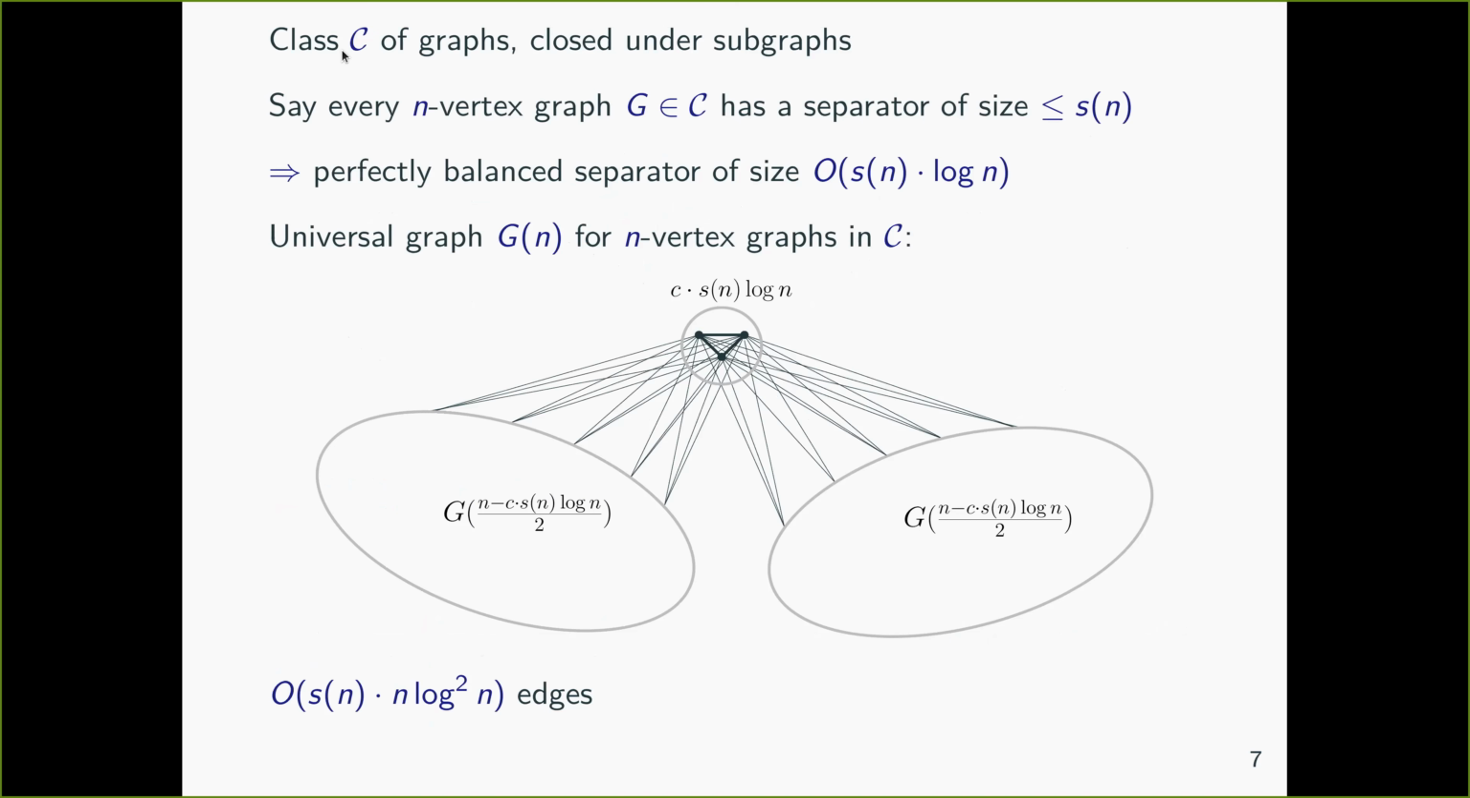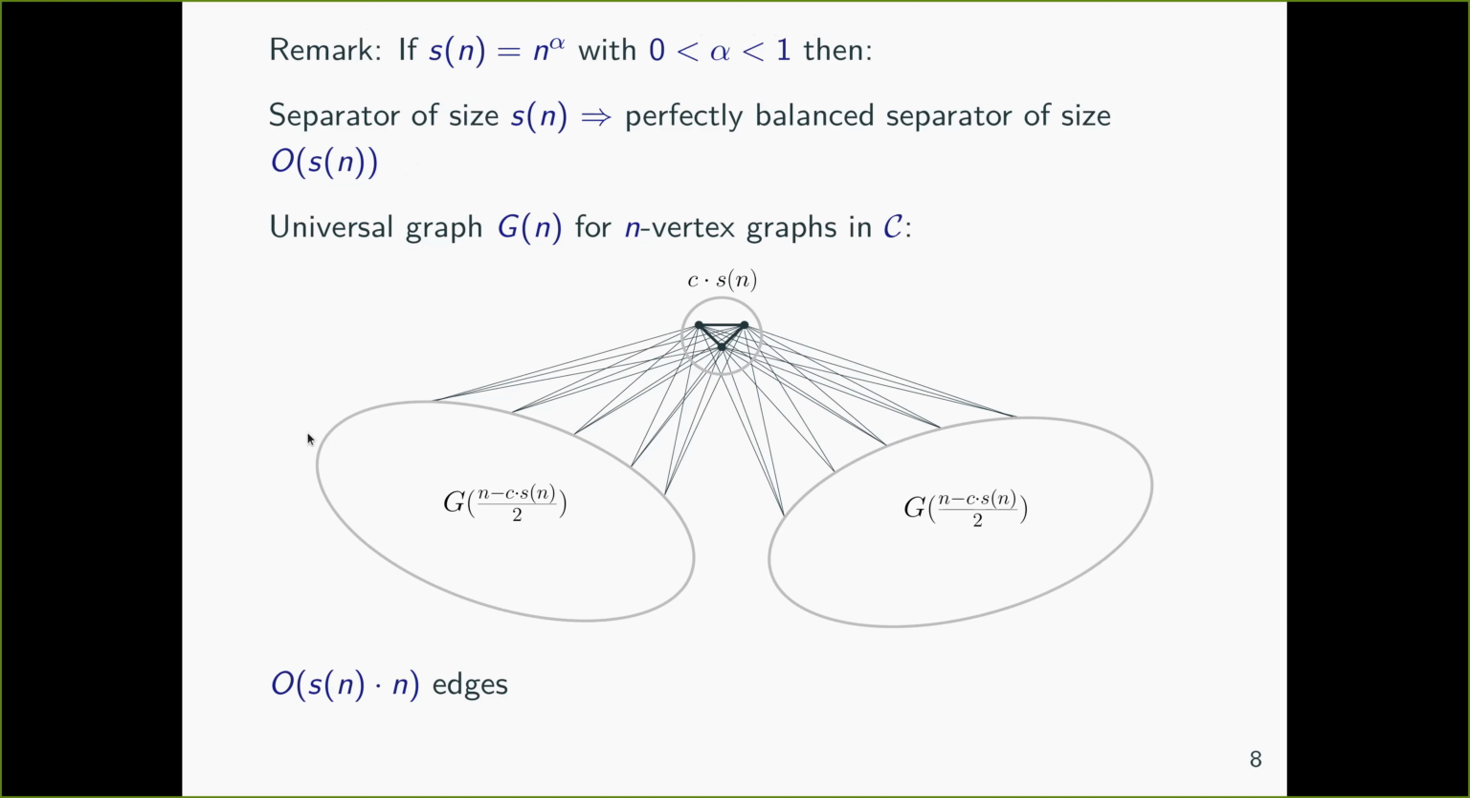So imagine that you have some fixed class of graphs, like planar graphs, and you have small separators. Then you have small perfectly balanced separators. You just pay an extra log n factor. This is an easy exercise that I'm not going to do. Then you can do the exact same construction, and you get this number of edges as an upper bound in your universal graph: the size of the separator times n log squared n. For trees, the size of the separators was 1.